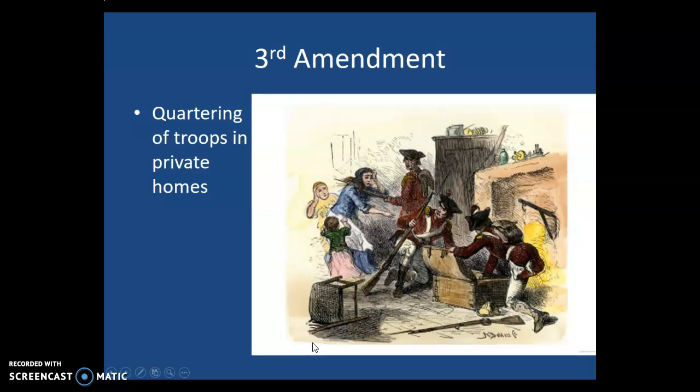Next up is the Third Amendment. The Third Amendment really isn't applicable so much today. I would call it an anachronism. An anachronism is something that is no longer really relevant. But back in the 1760s and 1770s and 1780s, it was very relevant.